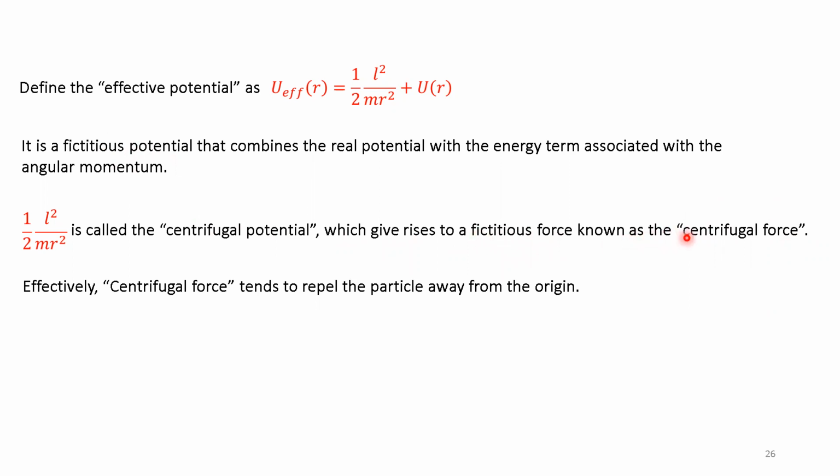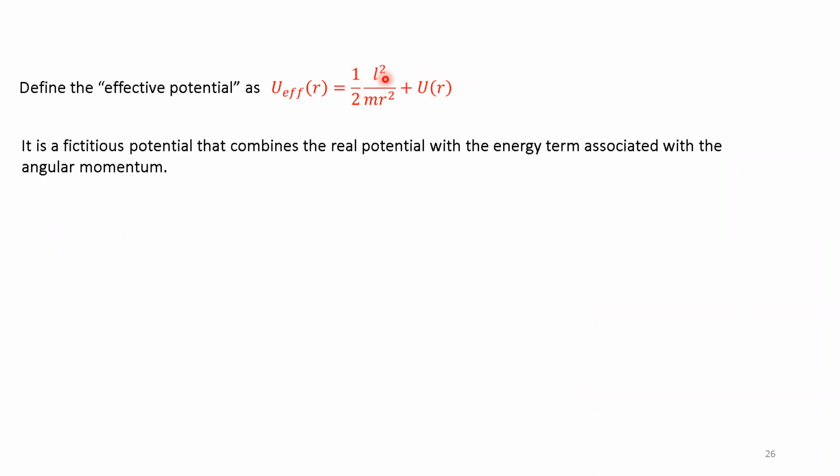But effectively, this centrifugal force tends to repel the particle away from the origin. This potential U of R is minus something, so it is attractive. But here you can see that this is all positive, so effectively it gives a repulsive force.